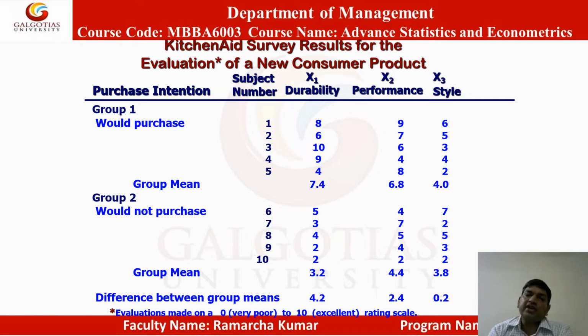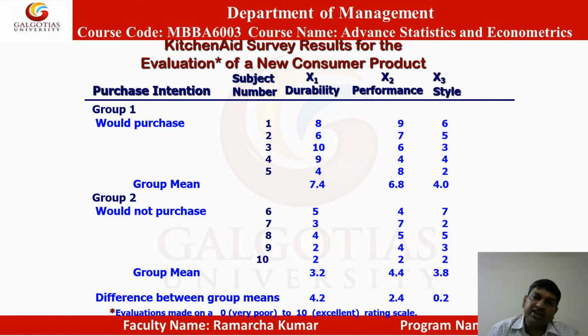Look at their ratings on a scale of 1 to 10. For durability, the observations are 8, 6, 10, 9, 4 for those likely to purchase, and the mean is 7.4. Whereas for those not likely to purchase, the observations are 5, 3, 4, 2, 2 and the mean is 3.2. This is for the first variable, durability.